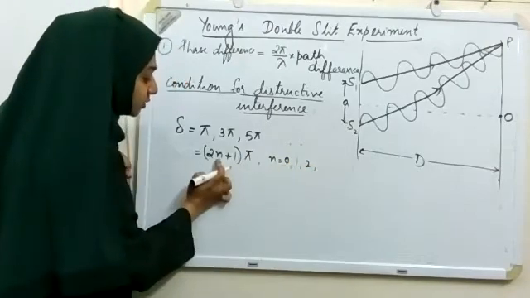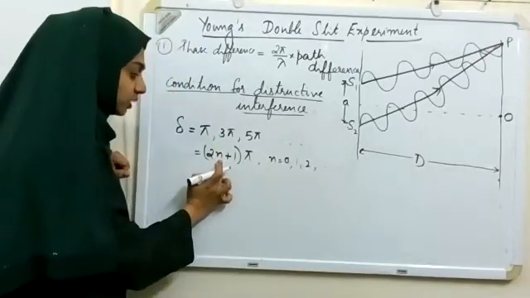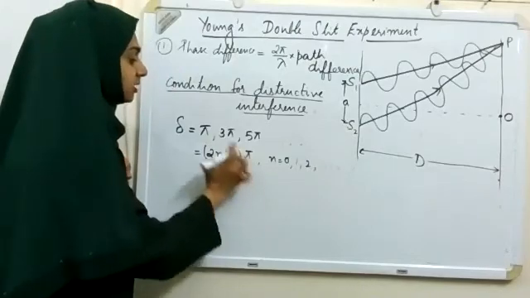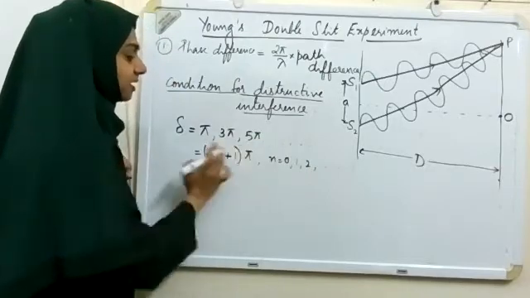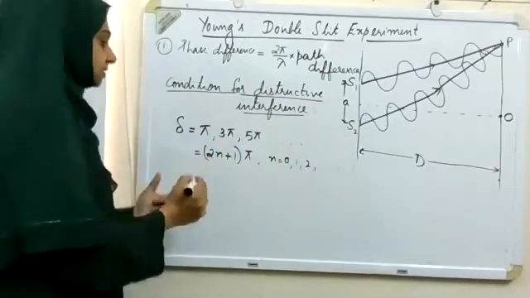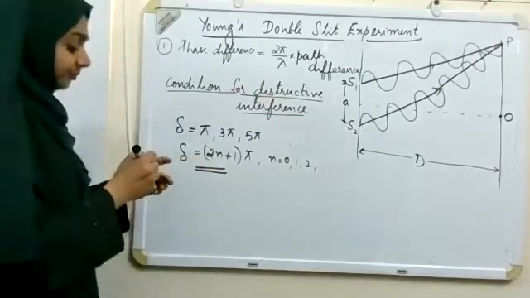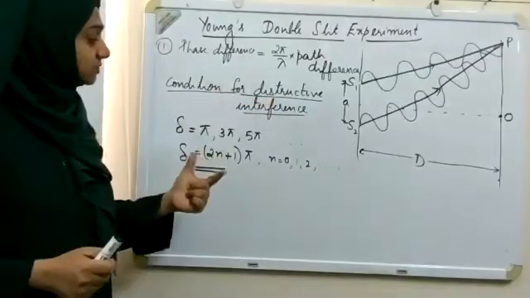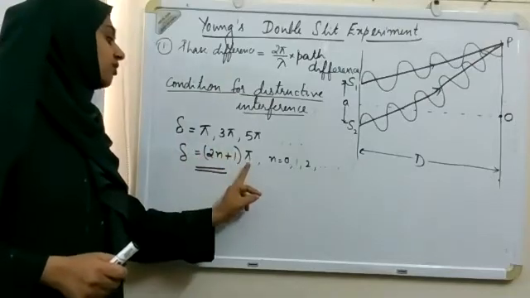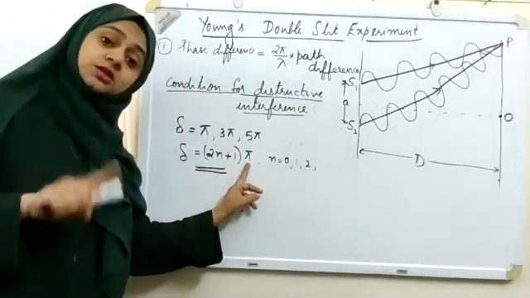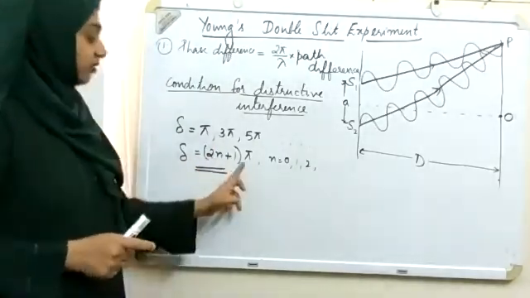If n is equal to 0, it will be pi. If n is equal to 1, 2 times 1 is 2, plus 1, 3 pi. If n is equal to 2, it will be 5 pi, etc. So this is the condition for destructive interference. You can remember that the condition for destructive interference is that the phase difference should be an odd multiple of pi. The condition for constructive interference was that the phase difference should be an even multiple of pi.